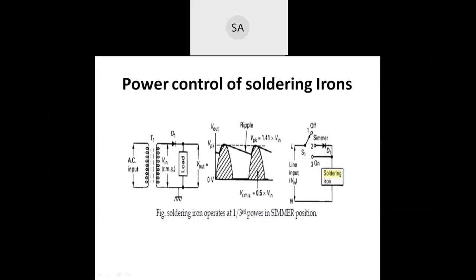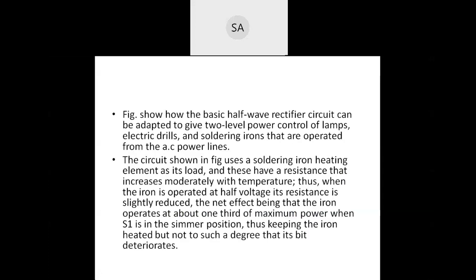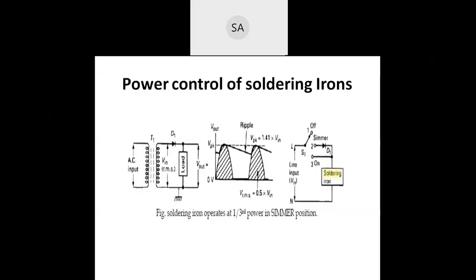Here the figure shows the basic half-wave rectifier circuit can be adopted to give two-level power control of lamps, electric reels, and soldering irons that are operated from the AC power lines. So instead of applying the main AC supply directly, we can operate using the rectifier in between the soldering iron and AC mains. In place of this soldering iron, you can connect a lamp or any heating element also.